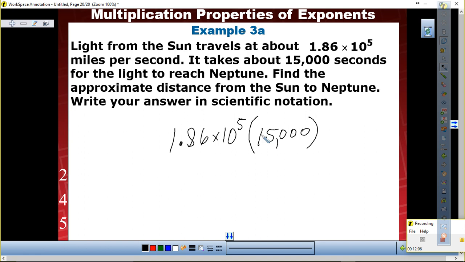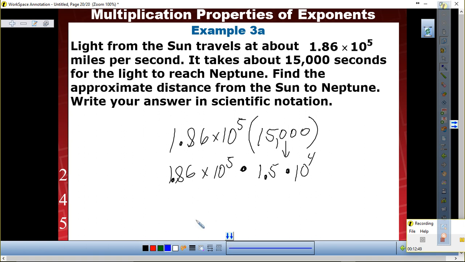But since these are not the same, what do I need to do to this one? Change it to scientific notation. So tell your neighbor what would be scientific notation on this one. So I heard 1.5000, but I can do without the zeros because we don't have any more numbers right now, times 10, and how many times did I move the decimal? 4 times. Times 1.86 times 10 to the 5th.